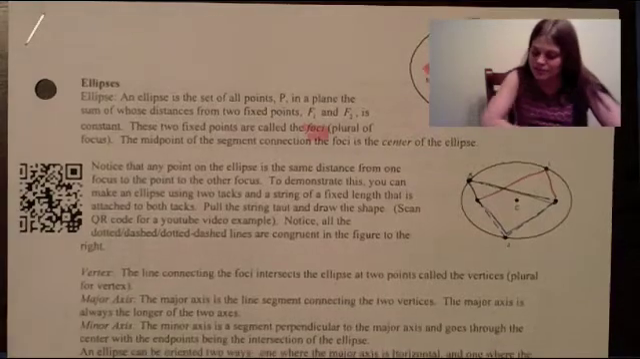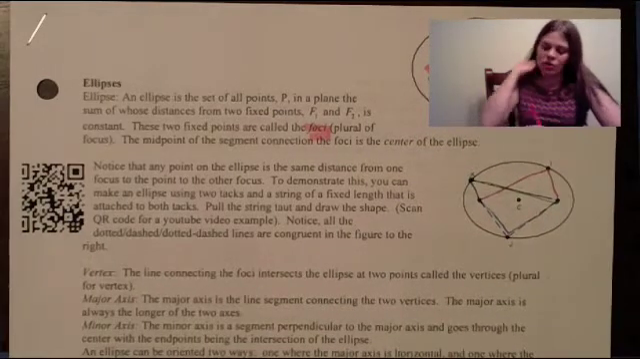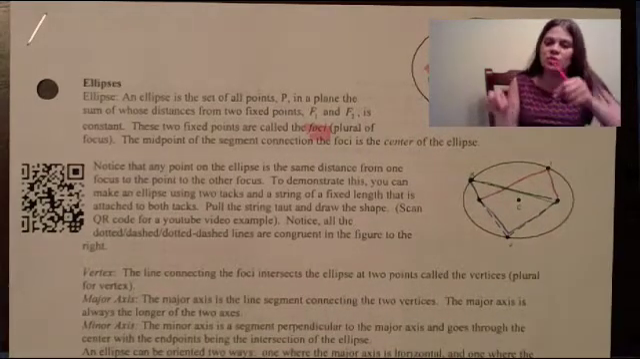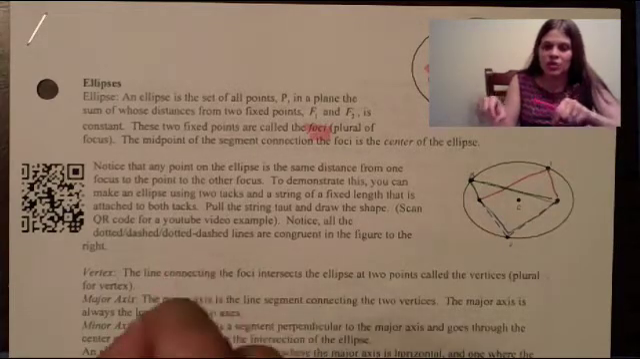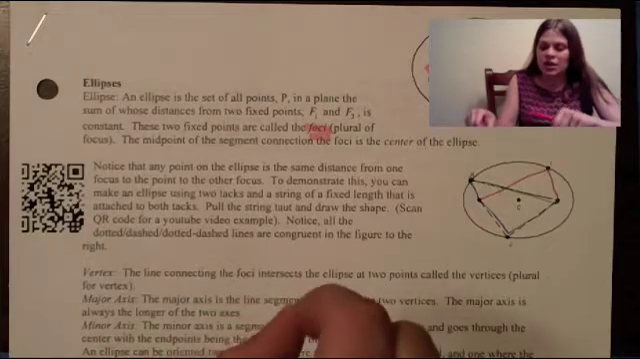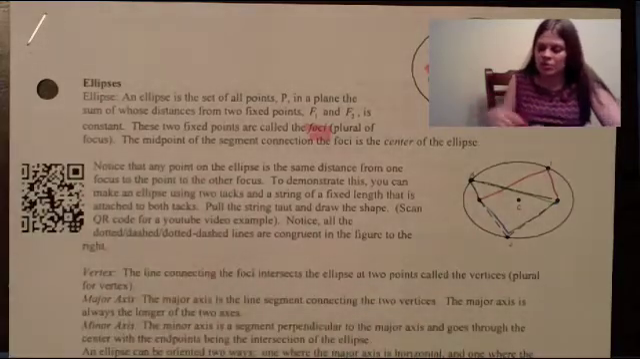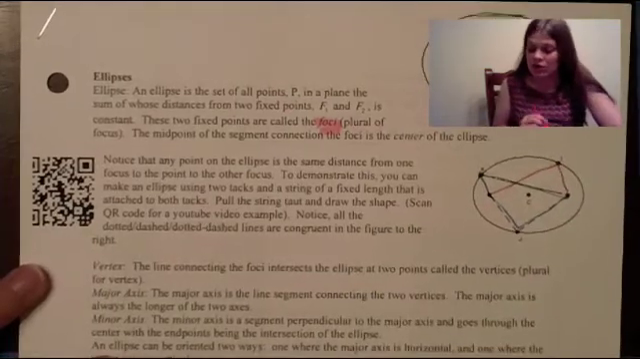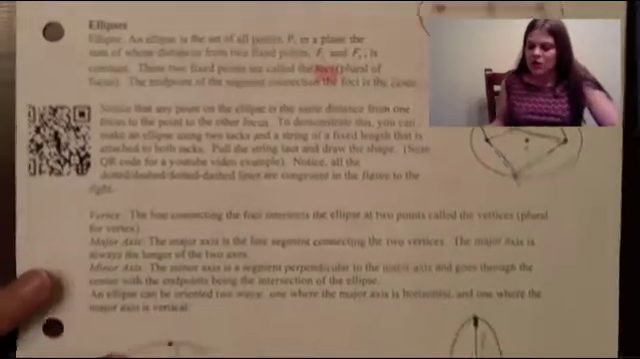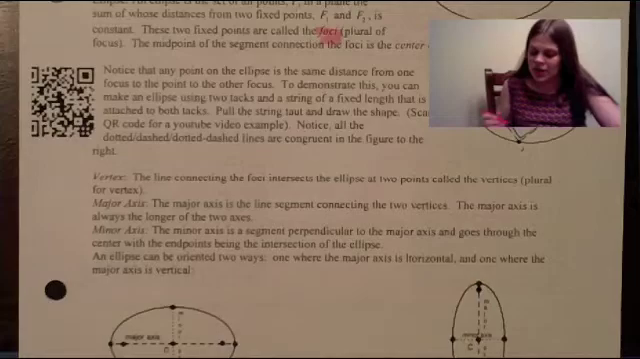Okay, so you can create an ellipse using a piece of string, and you tack down the ends of the string, and those are your foci, and then you can create your ellipse like that. So if you want to watch a YouTube video, you can use that QR code and you see that. Okay, so we have a couple of definitions.